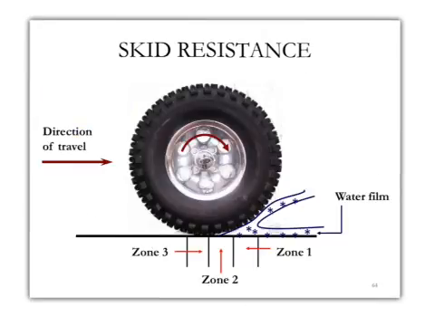This is also more of an illustration of how skid resistance happens. Let's say this is a tire and the tire is going this way, that means the direction of travel is going this way, and let's say it's a rainy condition. Typically when it comes to skid resistance, we're going to deal with zone 3, zone 2 and zone 1. Zone 1 typically deals more with the water film compared to zone 2 and zone 3. But let's discuss each one of these zones and what the significant difference is between each area.